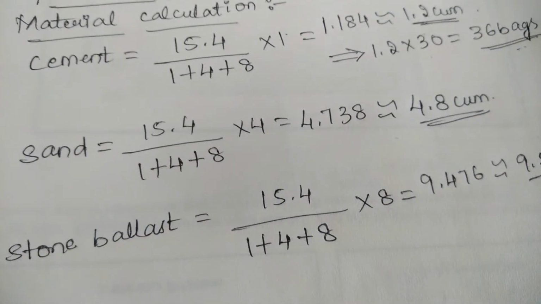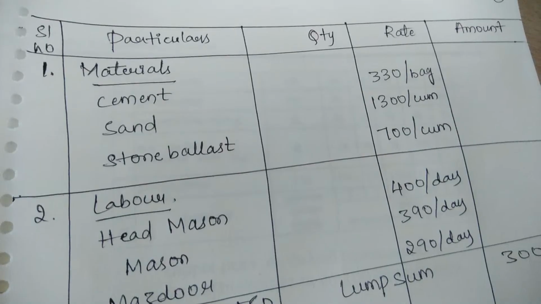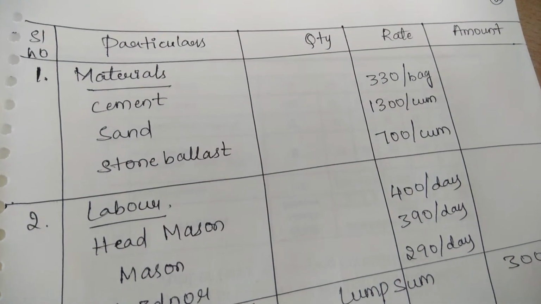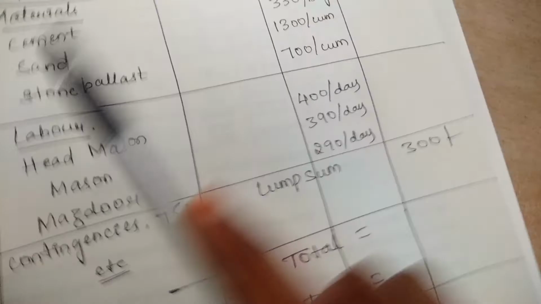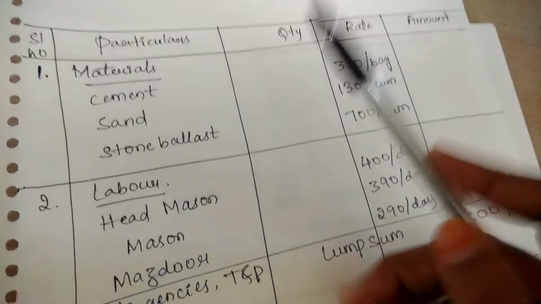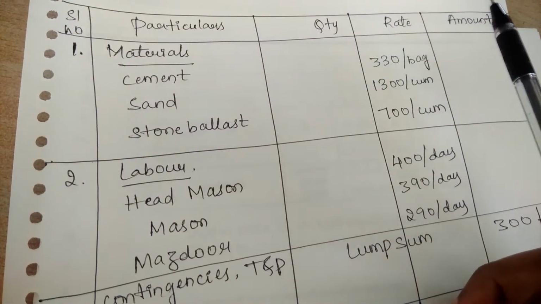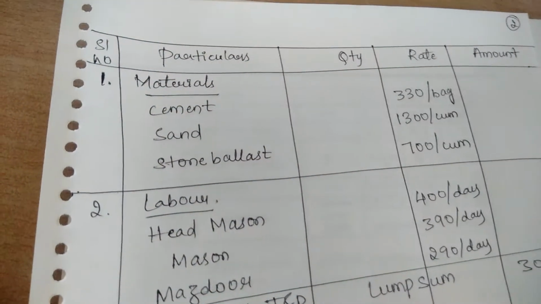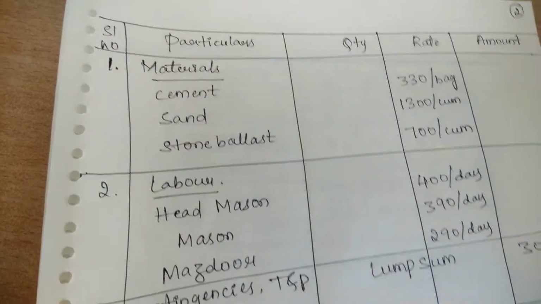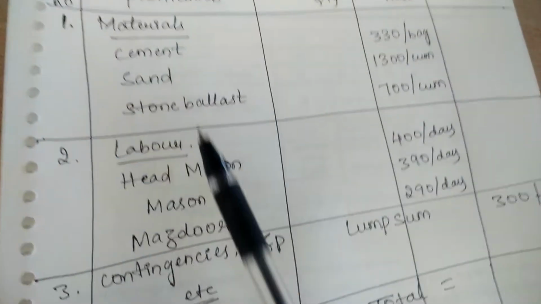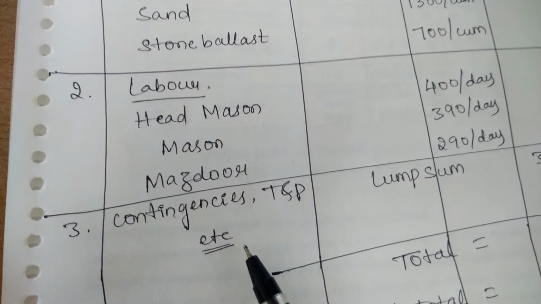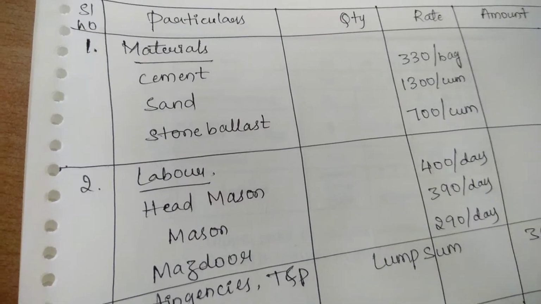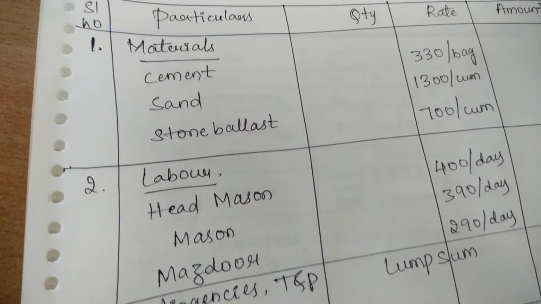So let us write the chart now. You need to prepare this type of table. The table should consist of serial number, particulars, then quantity, and then rate and amount. The final calculation of the rate analysis will be made on three bases: one is the material calculation, another the labor calculation, and then the contingency charges. All these values give you the final value of the rate analysis of that particular item of work.